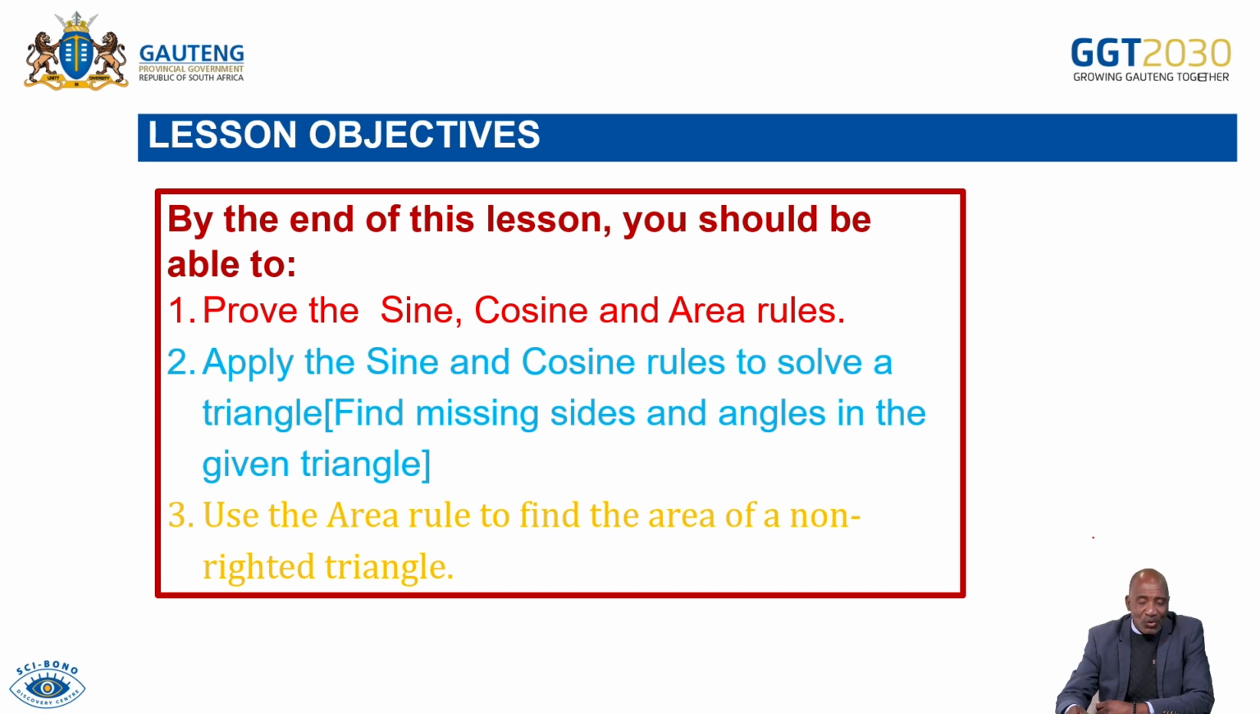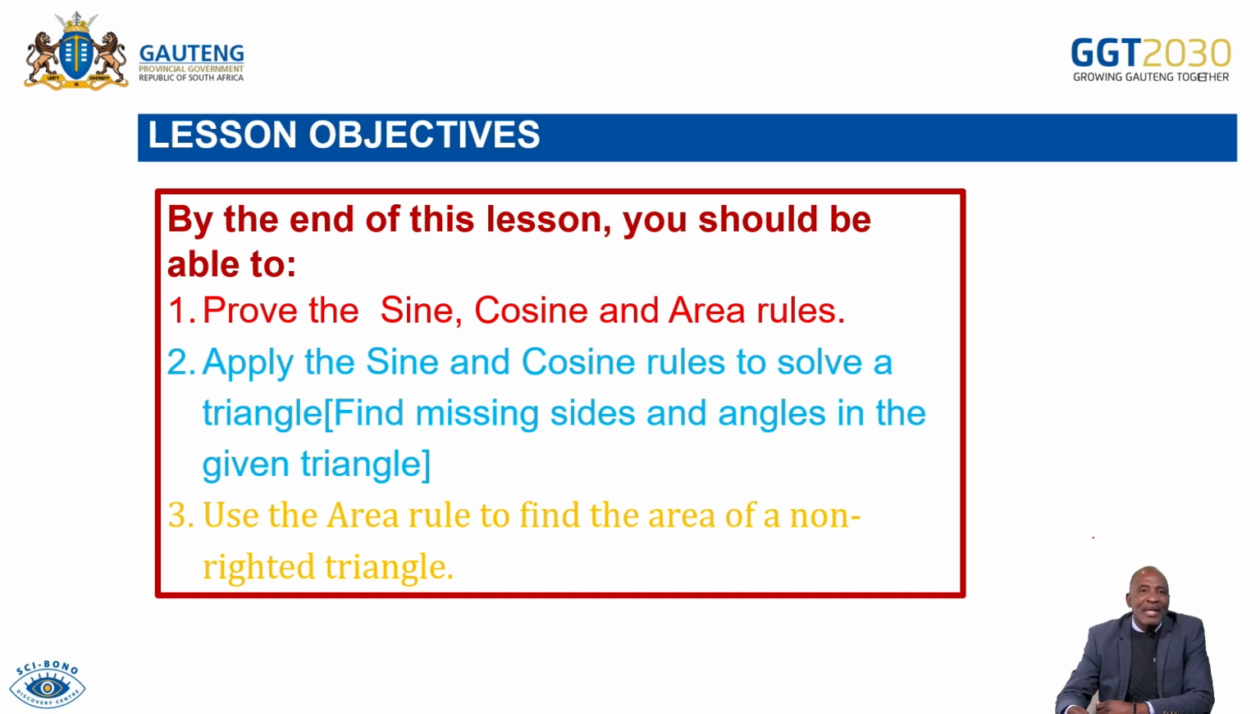There are three rules that we apply under trigonometry, not identities but rules. These are the rules that can help us calculate missing sides in a non-right angle triangle. They can also help us calculate the area of a triangle where there is no 90 degrees. By the end of this lesson, you should be able to apply the sine and cosine rule. After having proven those, you need to apply them. How do we apply them? We apply them by finding missing sides and angles in the given triangle.